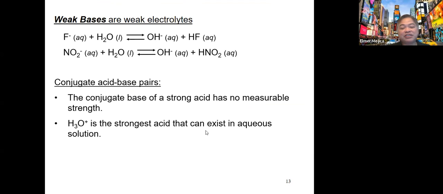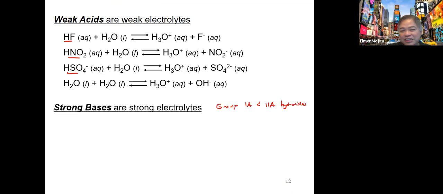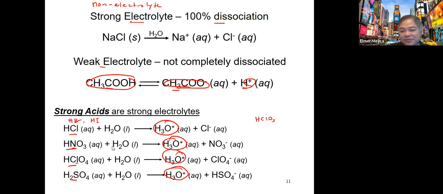H3O plus is the strongest acid that can exist in aqueous solution. Does that make sense? Hindi HCl o hindi HBr o hindi doon sa 7 strong acids ang strongest acid. Bakit? Look at the reaction. When you put them in water, these species don't exist anymore. Ano na yung form na nag-exist once they dissociate? The H3O plus. That's what the statement means.